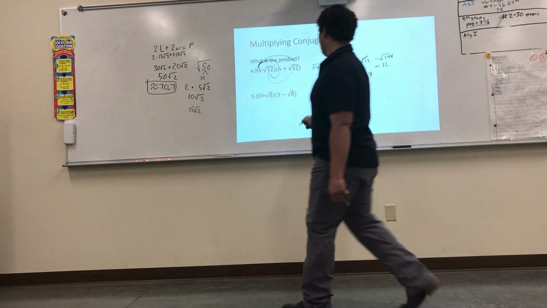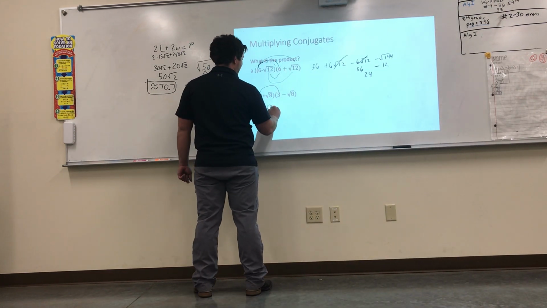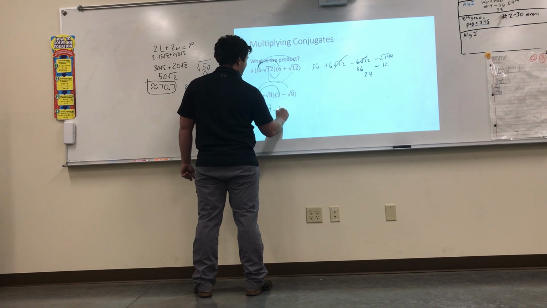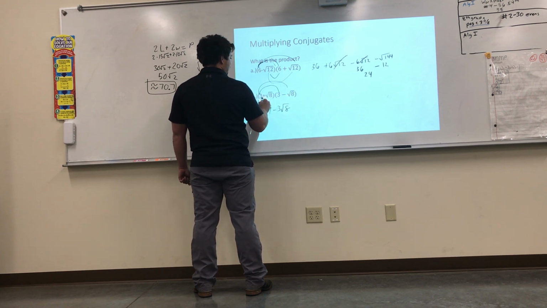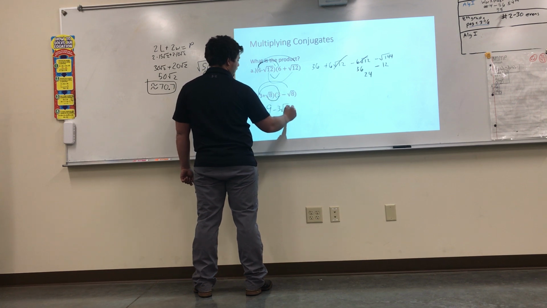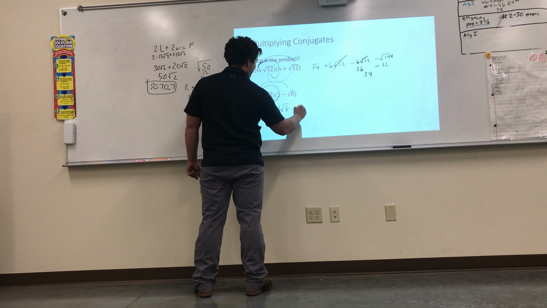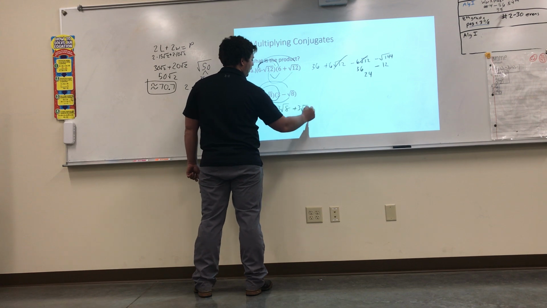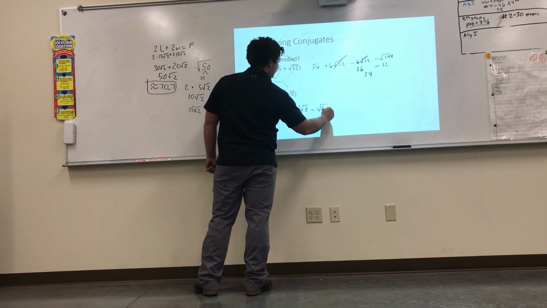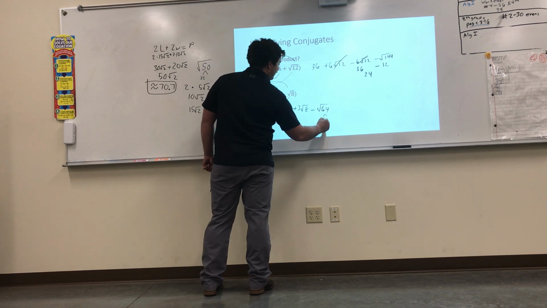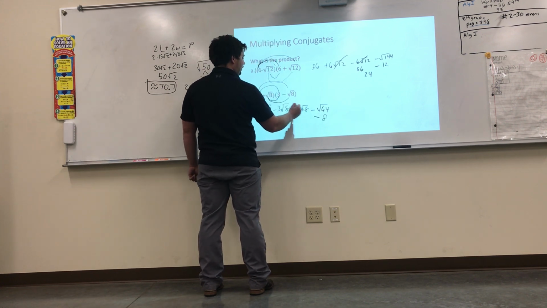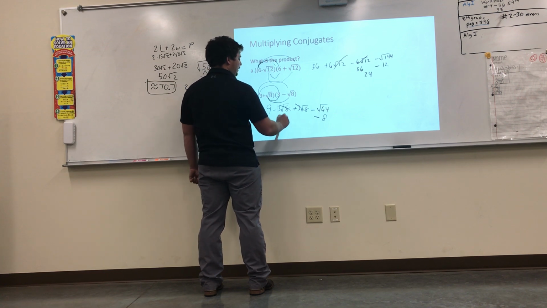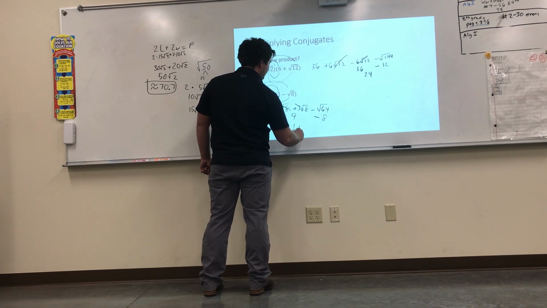Alright, now we have first 9. Outer is going to be negative 3 square root 8. Alright. Then we are going to go inner. We're going to get positive 3 square root 8. Alright. And then we are going to have minus square root of 64. Square root of 64 is going to be 8. It's going to be negative. These two are opposite signs, and they're the same thing, so they're going to cancel out. We got 9 minus 8, which should give us 1.